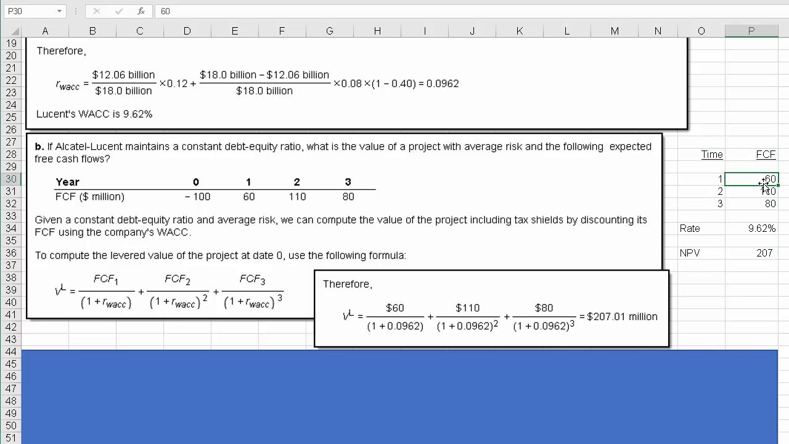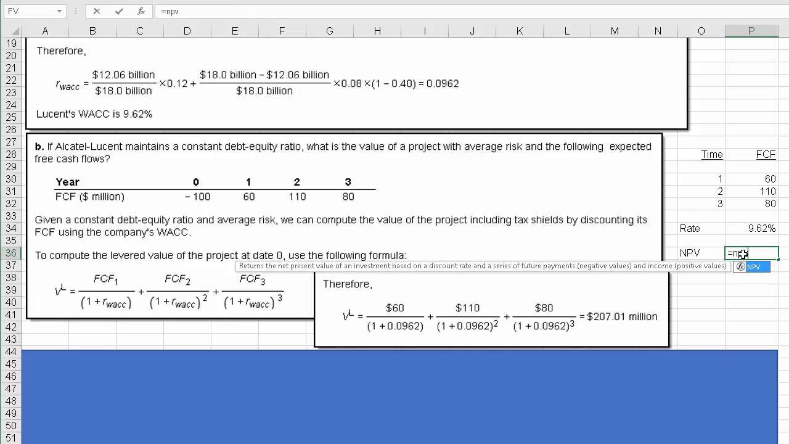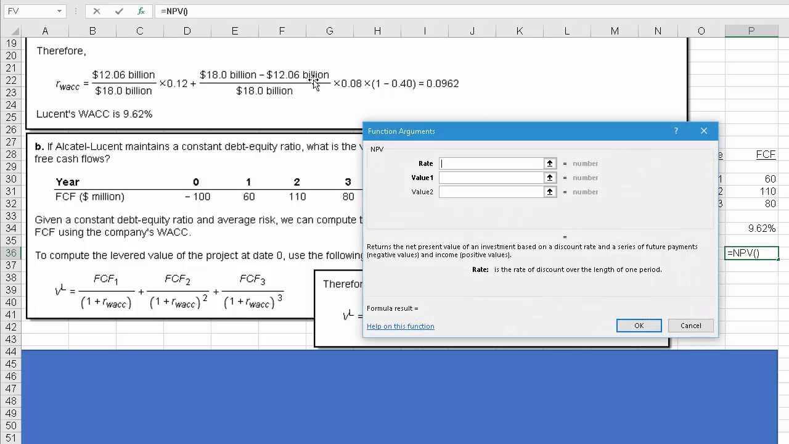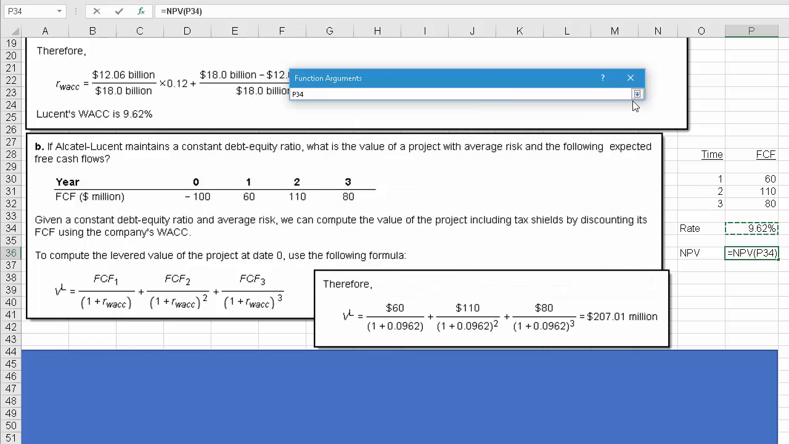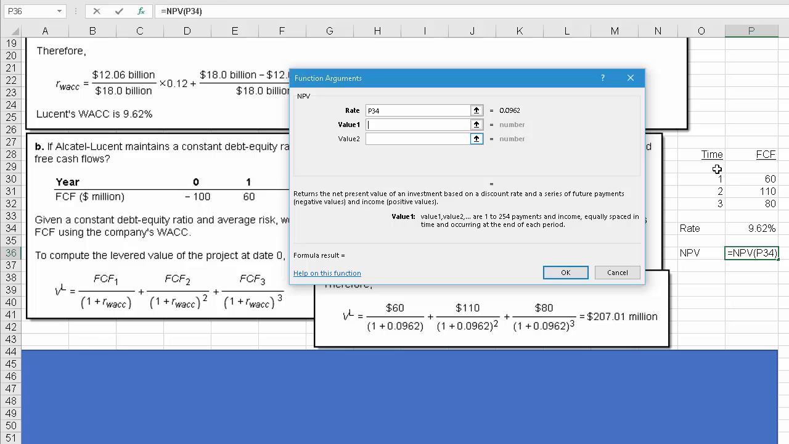Okay, so what I did is I put the future cash flows, which are 60, 110, and 80. We know the rate is 9.62% because we've already calculated it. And then I would just compute NPV. Now, I've done it here. I'll do it again for you. You would say equal NPV, hit the left parenthesis. You can call it up if you prefer to do it this way. And then tell it where the rate is. And then tell it where the cash flows are. And for cash flows 1 to 3, we're only interested in the future cash flows, we're done.